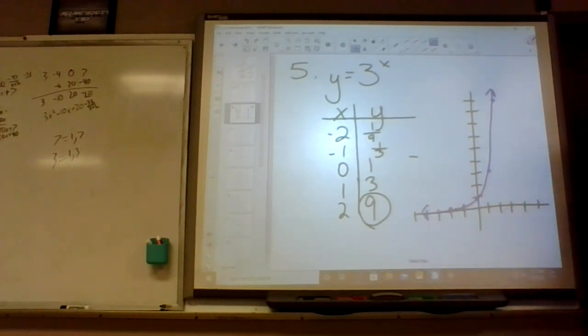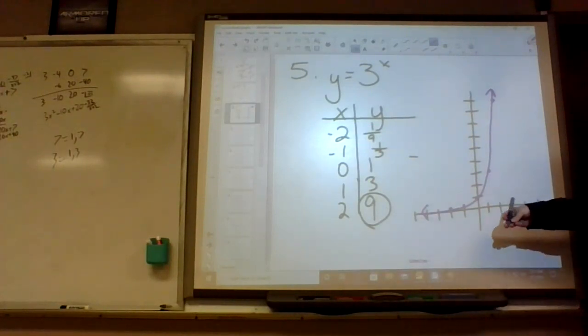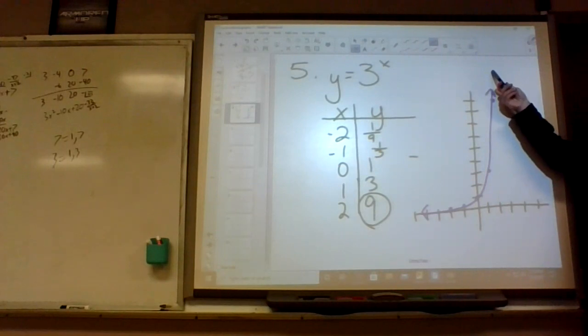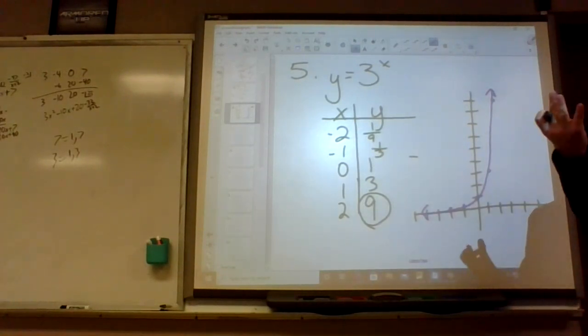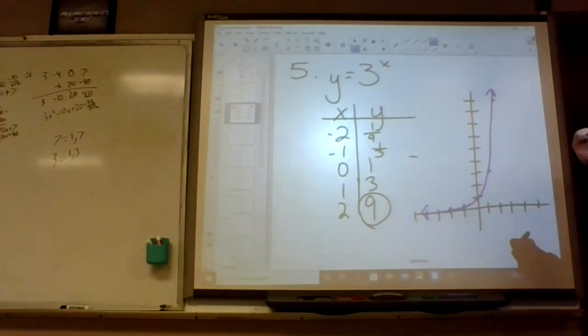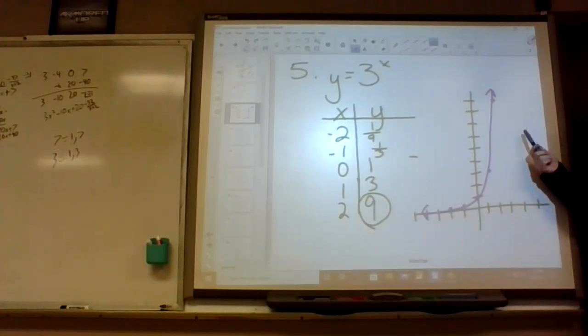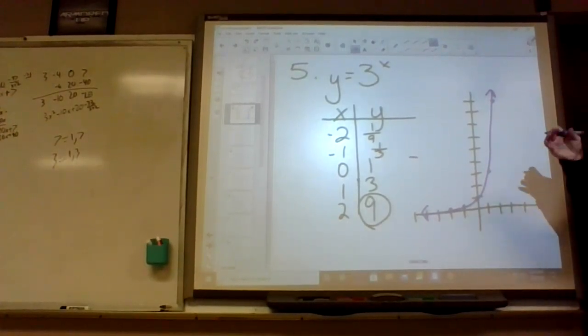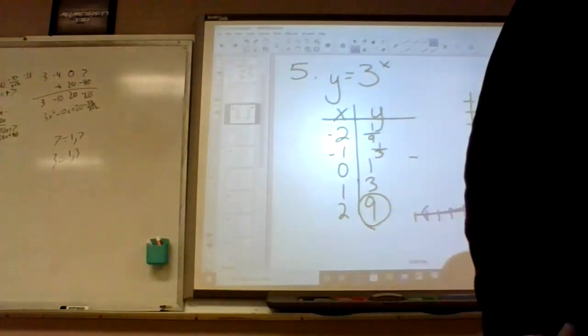That's like if you put bacteria in sugar water, this is what happens to their population. Boom, like that. They grow faster because they reproduce and those reproduce and those reproduce. It goes up faster and faster. That's what happens. All right.